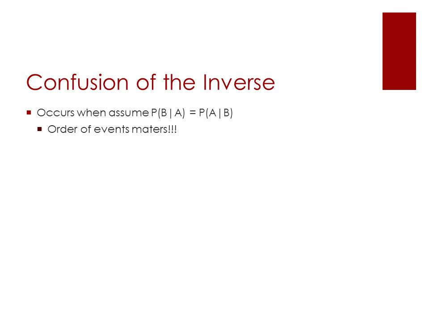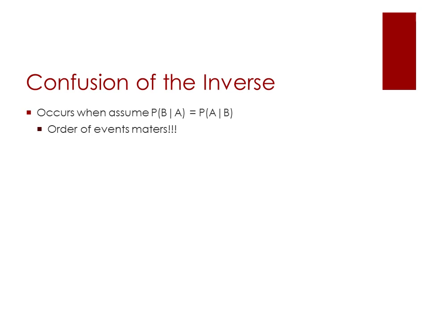Right, this section is about confusion of the inverse. This occurs when people assume that the probability of event B occurring following event A is the same as the probability of event A occurring following event B. Since event A and event B can have two different sets of numbers in which the event can occur, we cannot assume that these two amounts are the same because the order of events matters.